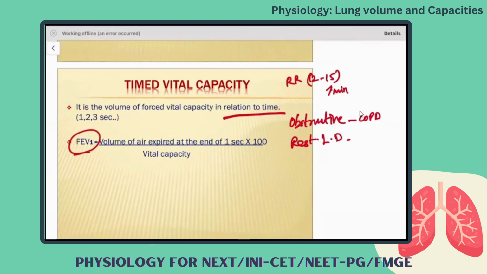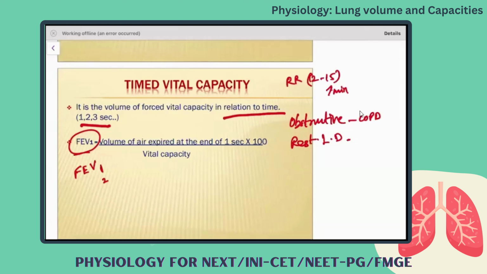Usually this timed vital capacity will be measured with respect to time, represented at the end of 1 second, at the end of 2 seconds, at the end of 3 seconds, like that. In relation to the time, you will give the value as FEV1. This one indicates the value at the end of 1 second. If it is FEV2, that is at the end of 2 seconds.